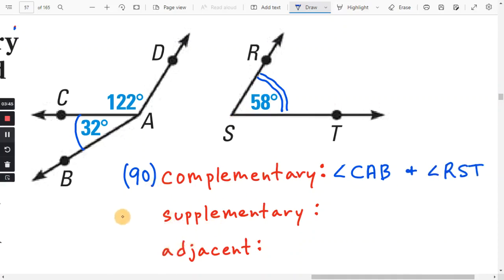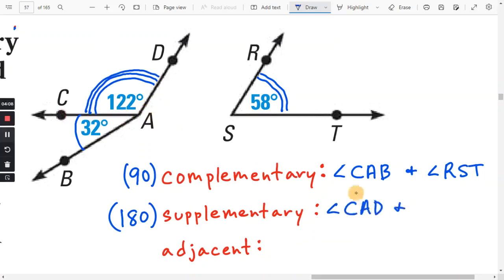Supplementary, they have to add to 180. I'll put that in parentheses. This one here is 122, and if we add that to 58, that's going to be 180. So angle CAD, and this one here is angle RST.